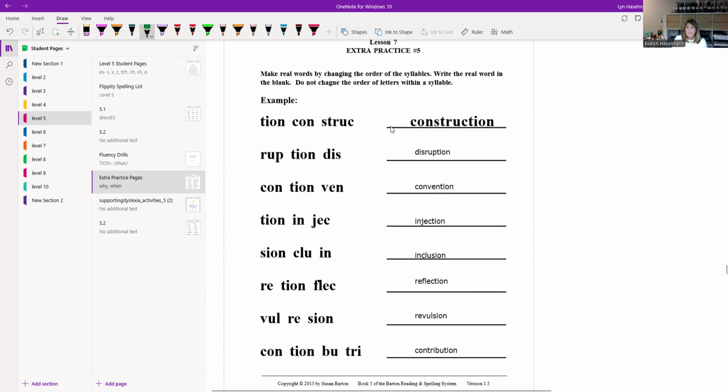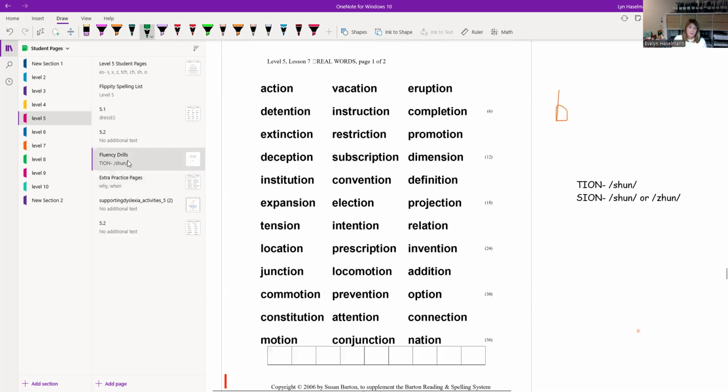And then make real words by changing the order of the syllables, write the real words. So you can take a screenshot of this if it goes by too fast, but here are the answers for that, just in case you need them. Fluency drills. Again, you know, this is a hard spelling rule. Sometimes students have been avoiding words that have the TION because they just don't know what they say. But for the most part, students have been exposed to this. They're just a little unsure about it.